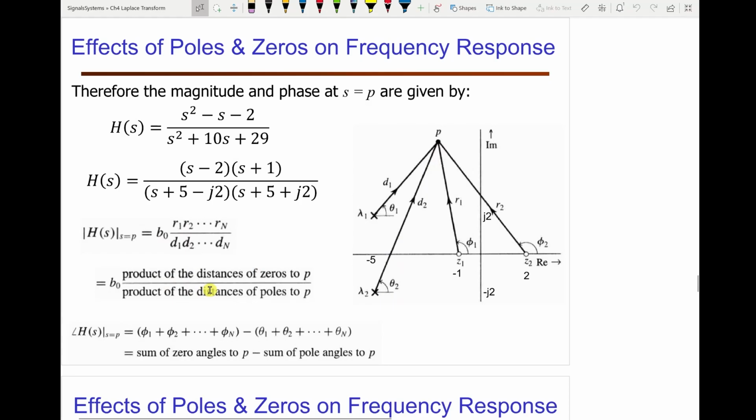Now, the phase response is the sum of zeros angles to the point of interest. So this is the first zero angle, this is the second zero angle. You sum them up, you get this. If you have more than two zeros, minus the sum of poles angles to P, these are the poles, these two, minus theta 1 plus theta 2. And that would be the phase.